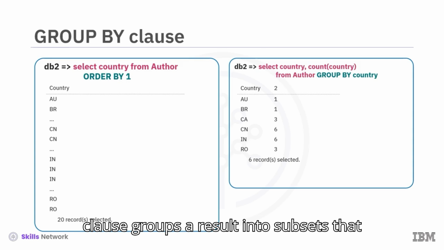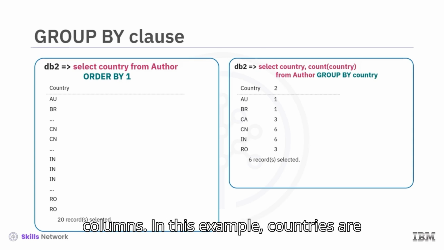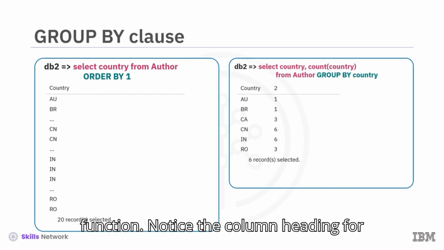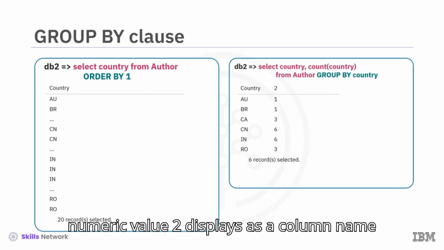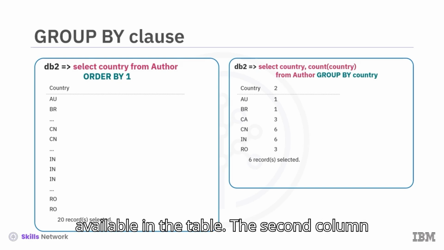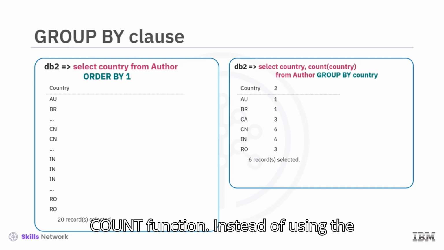The Group By clause groups a result into subsets that has matching values for one or more columns. In this example, countries are grouped and then counted using the count function. Notice the column heading for the second column in the result set. The numeric value 2 displays as a column name because the column name is not directly available in the table. The second column in the result set was calculated by the count function.